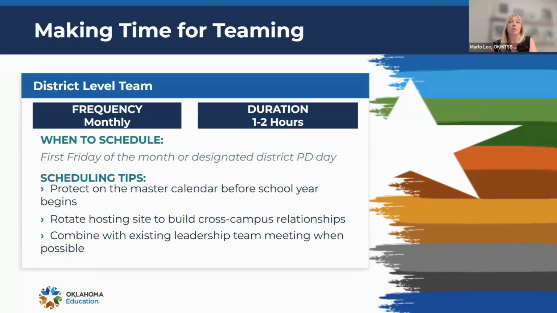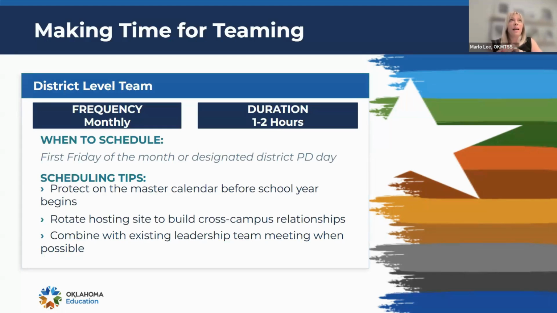And so at the district level, you want to meet monthly to go over the district level systems, making sure, again, we have funding, we have PD plans, we've done needs assessments, and we're looking at the overall implementation across the district, setting that vision and keeping it. Usually you meet 1 to 2 hours monthly. So when would you schedule it? Possibly the first Friday of the month or a designated district PD day. But the important thing is to have it pre-scheduled.